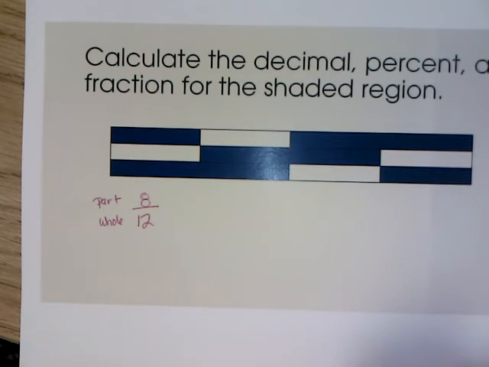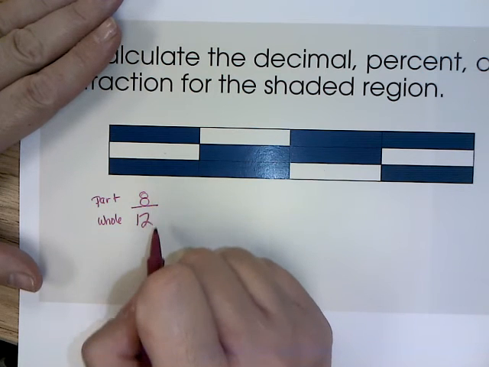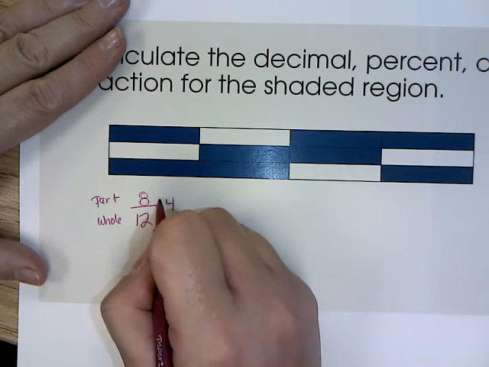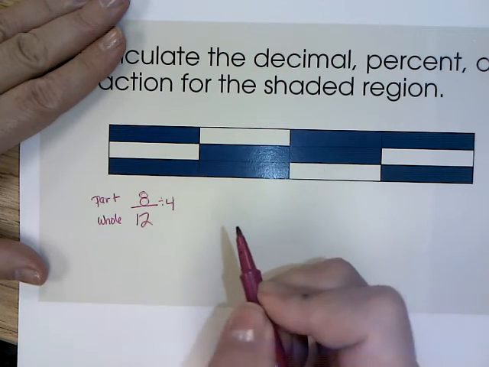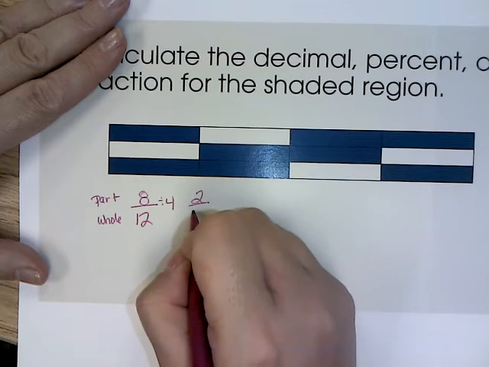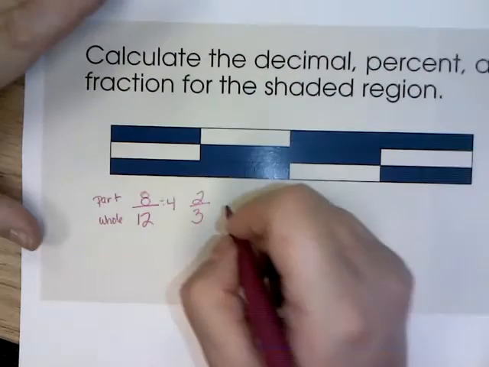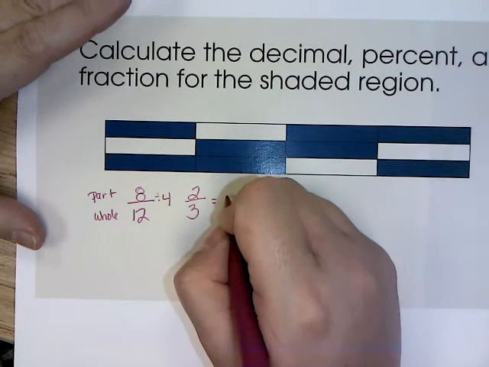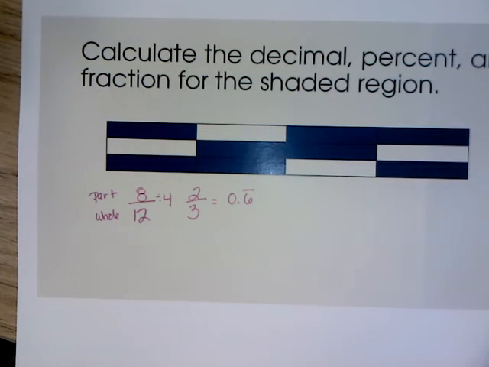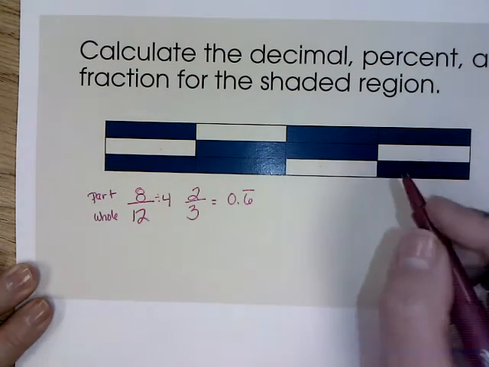And before I do this, because I can simplify this, this is going to make this a lot easier. I know that I can take out 4 to the top and bottom. So 8 divided by 4 is 2. 12 divided by 4 is 3. Makes it so much easier. And I also know now that 2/3 is also going to give me 0.6 repeated. So there's my decimal already, 0.6 repeated.